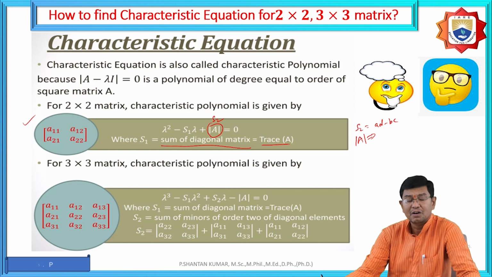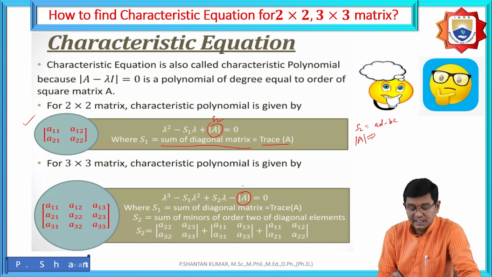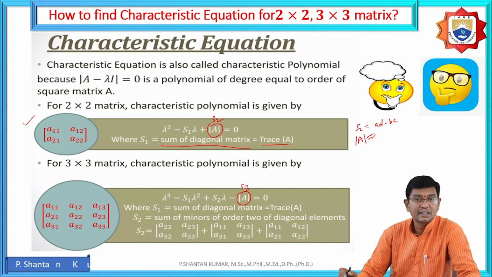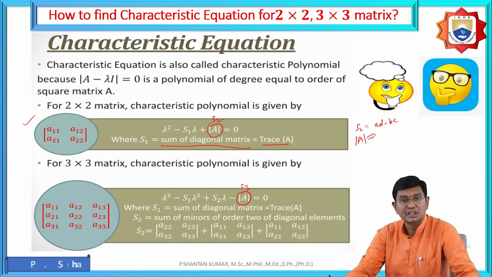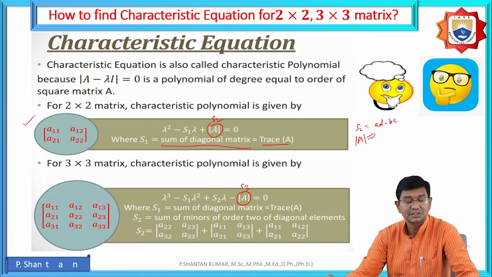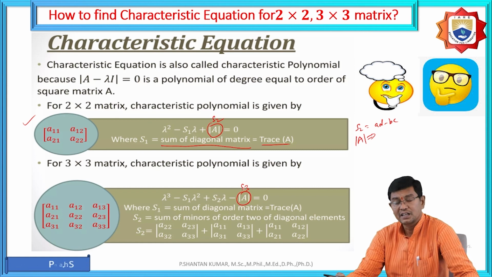And we also know how to find that, that is, s3 is the determinant of the given matrix, which we know by the general method. Based upon all these values, we need to replace them in the characteristic equation and find the solutions. The solutions are called the eigenvalues.